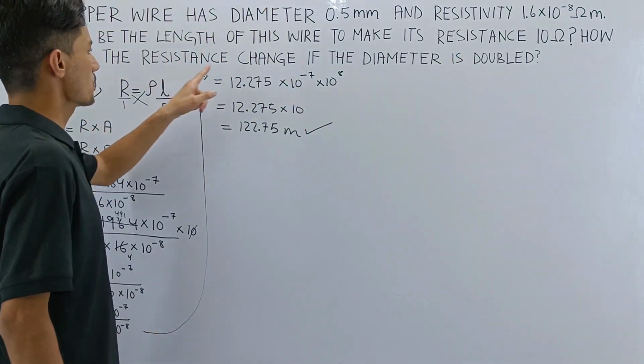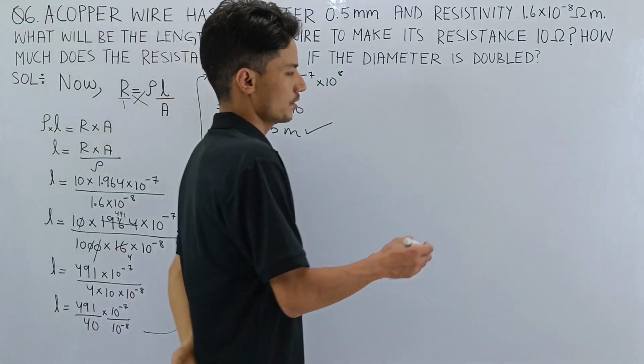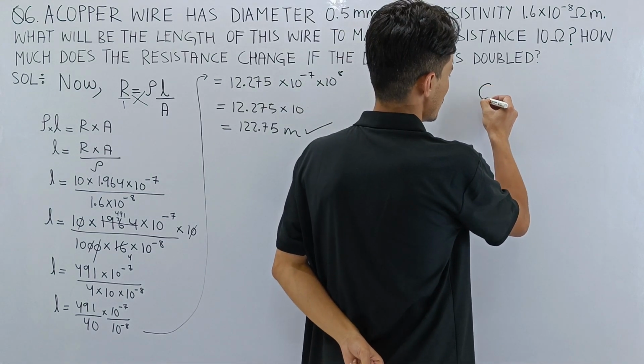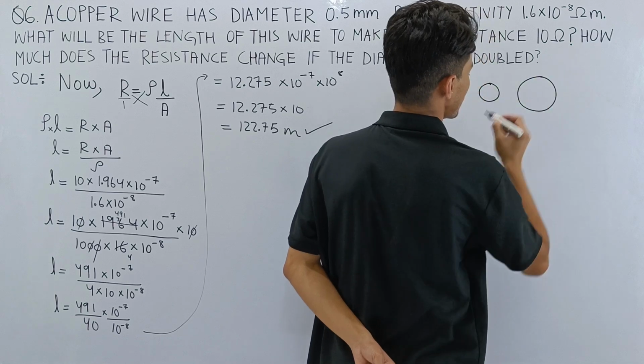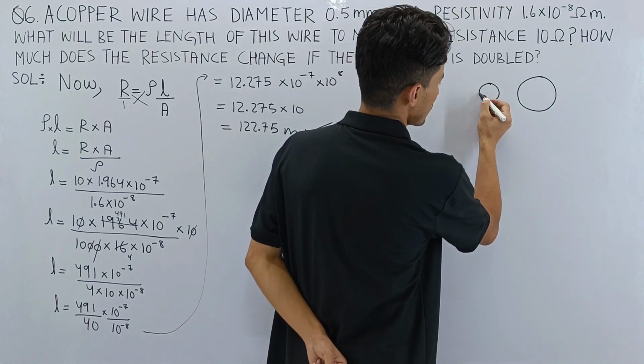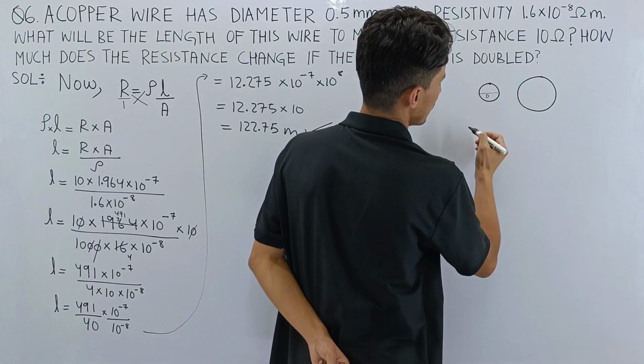How much does the resistance change if the diameter is doubled? So the diameter is doubled. Let's say this is the previous diameter, and now the diameter is doubled. So let's say this is a new diameter. The previous diameter is D.